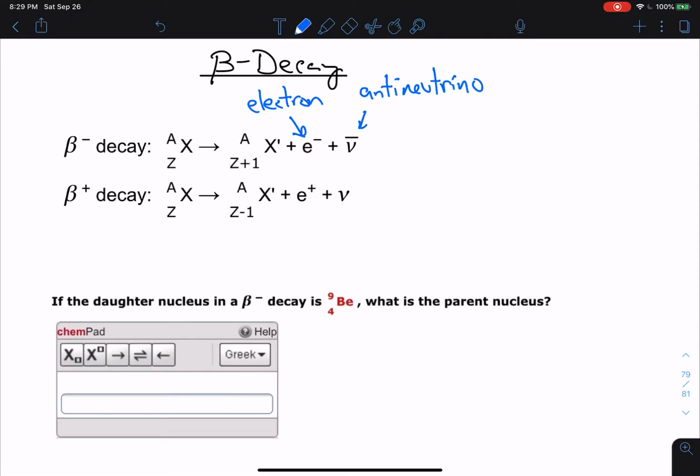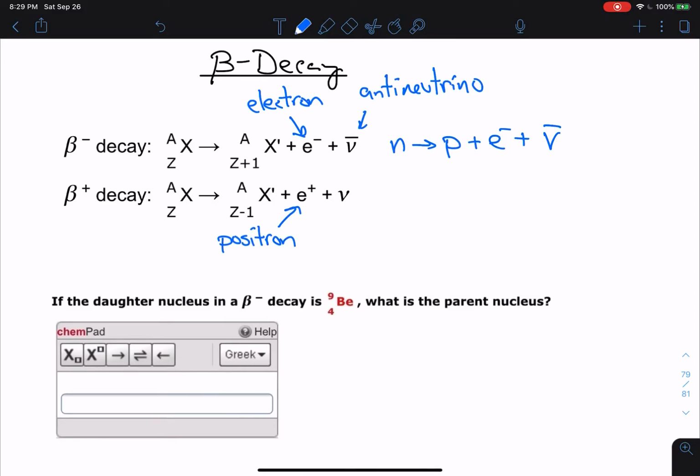Now, what's actually happening in beta minus decay is a neutron is decaying into a proton and an electron and an antineutrino. And in beta plus decay, you can see instead that the nucleus is losing a proton, but because the number of nucleons stays the same, that means it's gaining a neutron. A positron is emitted. That's what this symbol is. This is a positron.